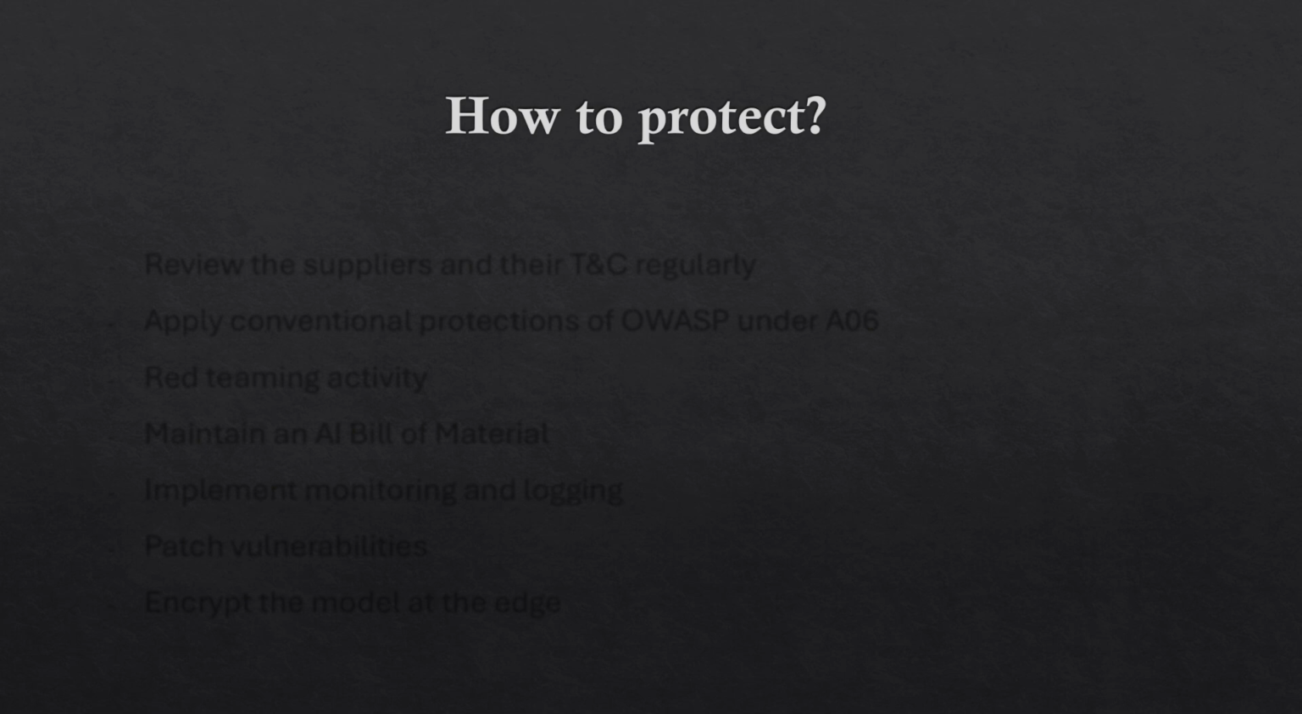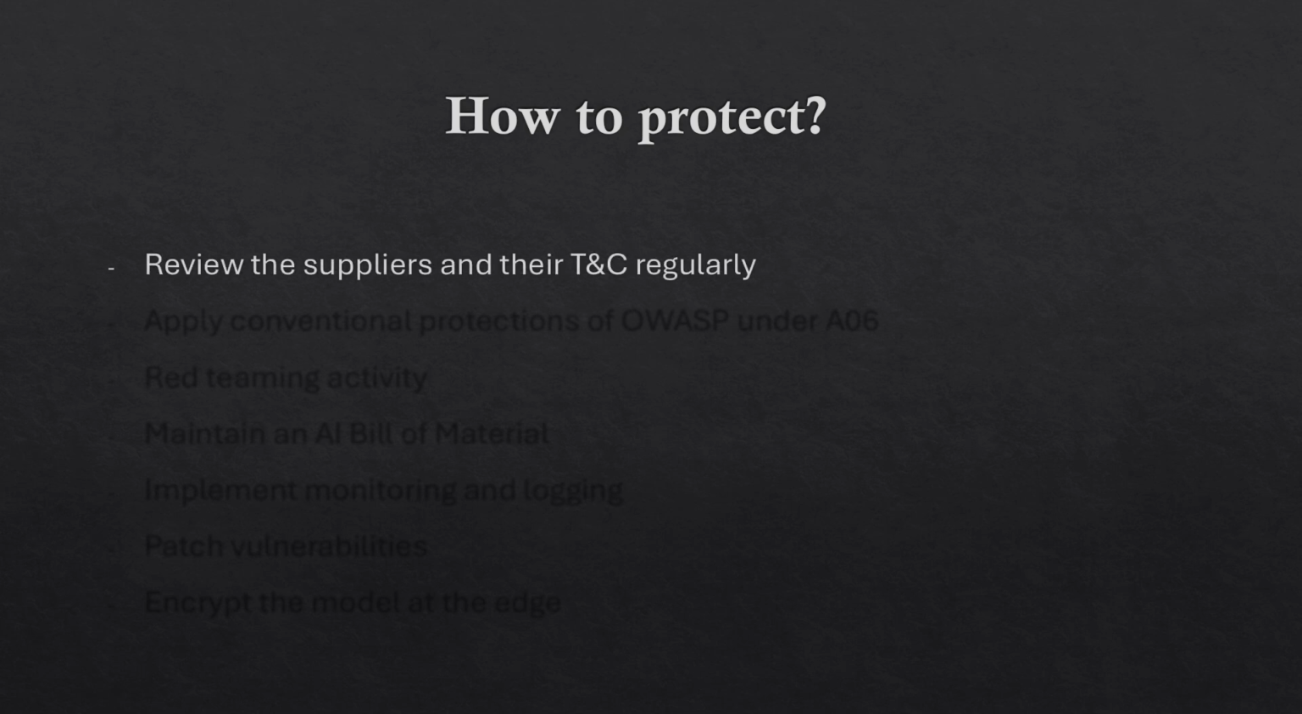Okay, so how do we protect against supply chain vulnerabilities in LLMs? Securing the LLM supply chain requires a combination of traditional software practices and LLM-specific controls. Here is a list of what you can do. Regularly review suppliers and terms and conditions. Suppliers are core elements of the LLM supply chain. Regularly review and validate their compliance with your security, licensing, and operational requirements. Ensure that their terms of service remain aligned with your organization's risk tolerance and data policies.